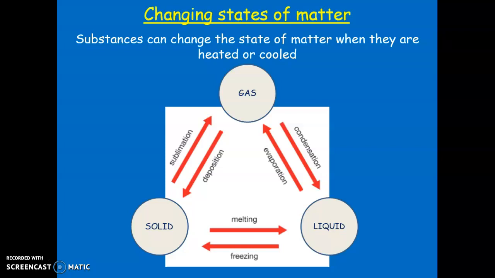Think about a shower. You've got condensation in the shower. That's gas, the steam, hitting a cold surface, cooling down, turning back to liquid again. Sometimes a gas can turn straight to a solid. That's called deposition. Or a solid can turn straight to a gas. That's sublimation.